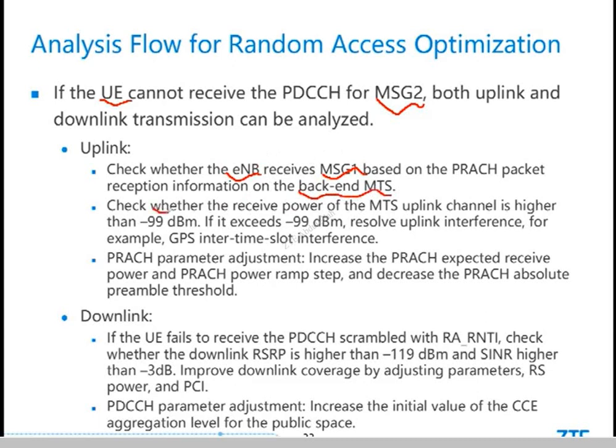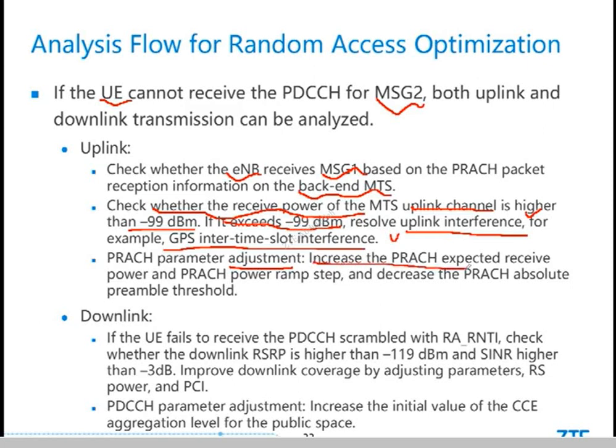We can check whether the received power of the uplink channel is higher than minus 99 dBm. It means whether the uplink power is enough. If not enough, there is weak coverage. If the uplink exceeds minus 99, the coverage is good, but if the eNodeB still cannot receive message 1, it means there is interference. Also GPS inner time slot interference. So those two. Then the PRACH preamble parameter adjustment. So how can we solve this problem?